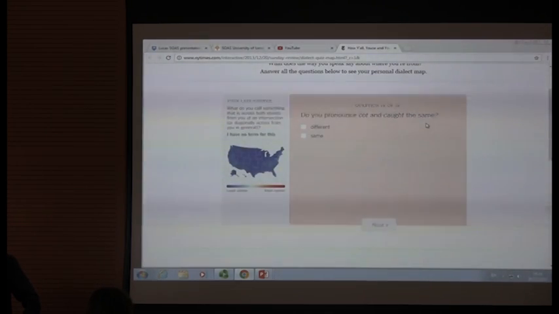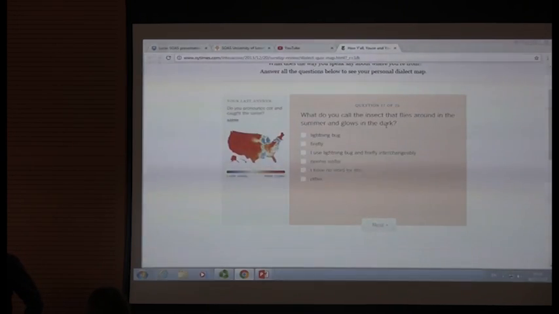Okay. Do you pronounce cot and caught the same? Same. Do it again for me. Cot and caught. Sounds the same to me. What do you call the insect that flies around in the summer and glows in the dark? Firefly.